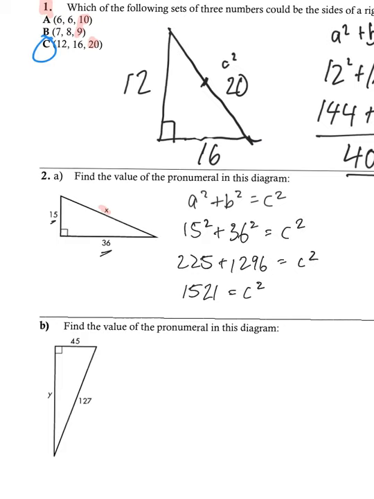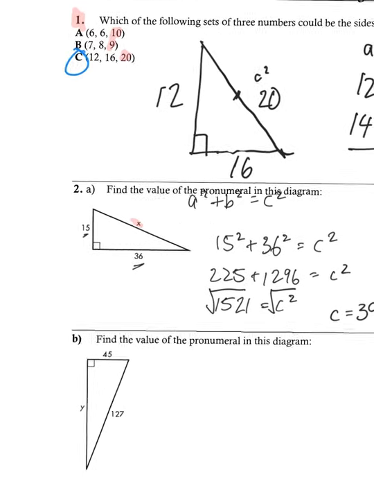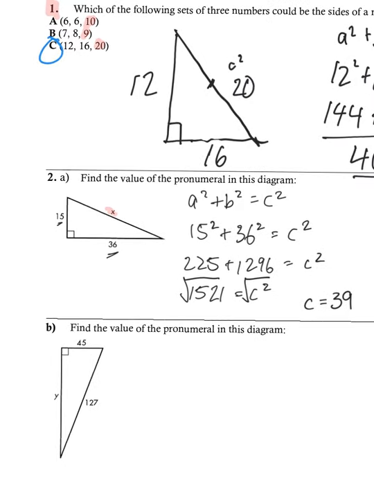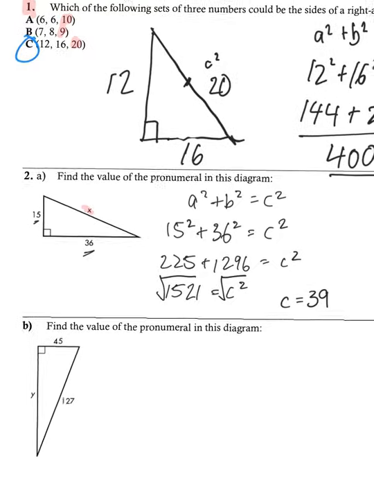To get c by itself, guys, remember we've got to just square root both sides. Okay, so again, do that on your calculator. So the square root of 1521 is 39. Okay, just make sure on the question that if it asks in centimetres or metres or whatever it asks. Okay, but it doesn't look like it's asking for that.